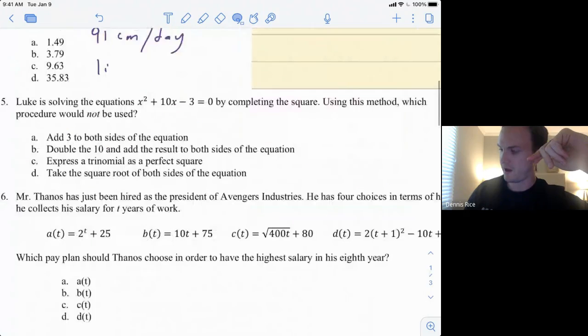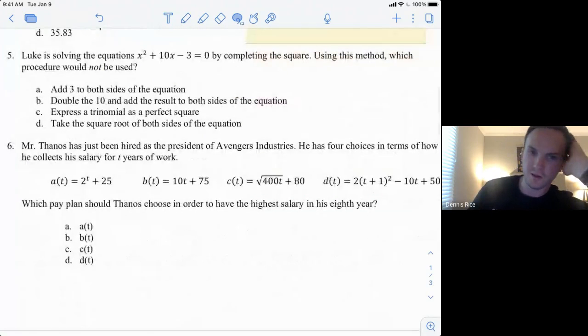All right, for 5, Luke is solving the equation x squared plus 10x minus 3 by CTS, completing the square. Using this method, which procedure would not be used? Take a minute to read it. Don't type anything in the chat. Which procedure would not be used ever, like in the problem? Take a minute. Don't write anything yet. That's just the equation.